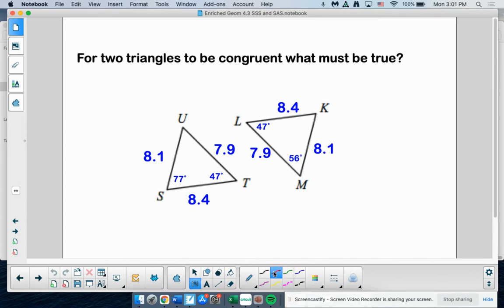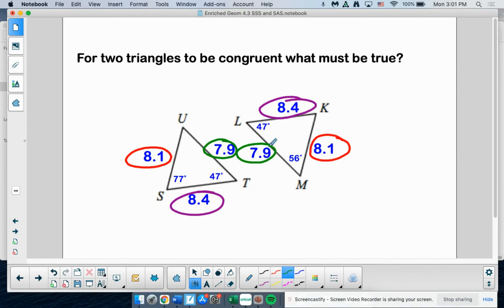So if we look here at this example, you have to make sure everything matches. So 8.1 matches this side of 8.1, and 8.4 matches this side of 8.4, and 7.9 matches this side of 7.9. So we have our three sides that are congruent, which is amazing. And now if we look at our angles, angle S is 77. Oh boy, I'm assuming angle K would be 77. I don't have my key with me. And angle T is 47, angle L is 47. And angle M is 56, so this guy right here would be 56.